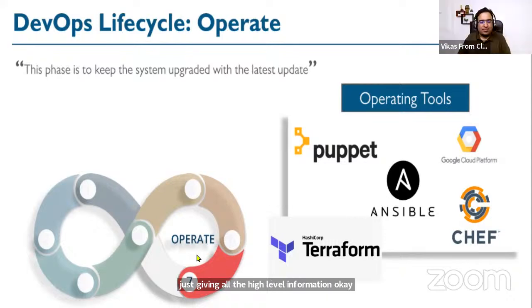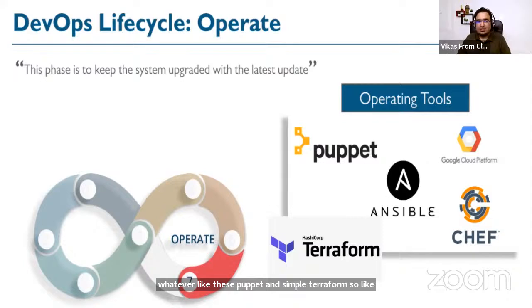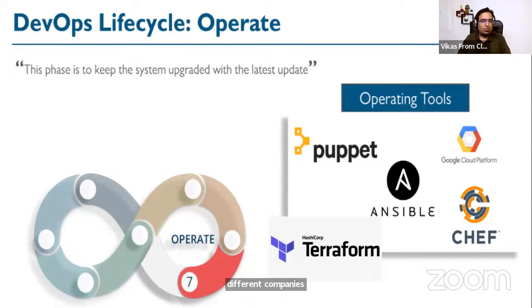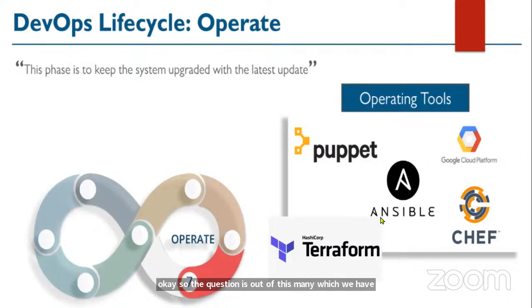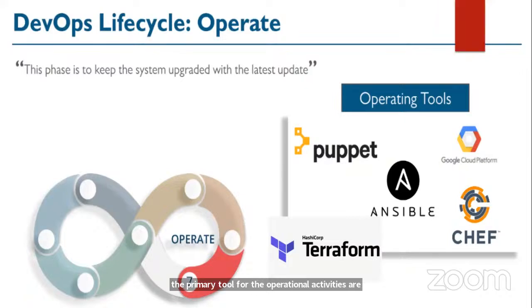So whatever tools like Puppet, Ansible, Terraform that you have shown in previous screens, those are for the same purpose. Different companies use them for the same purpose, but some are very advanced and some are outdated. So the question is, out of this many, which do we have to learn? At this point, Ansible and Terraform are the primary tools being used for operation activities. Okay, thank you.